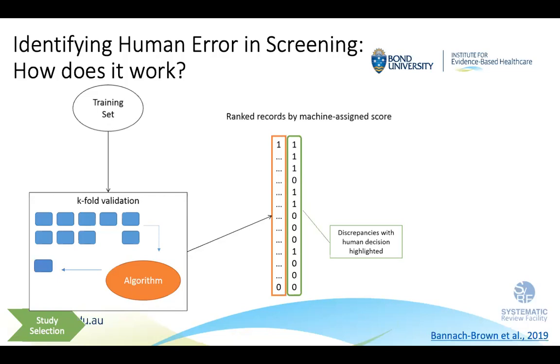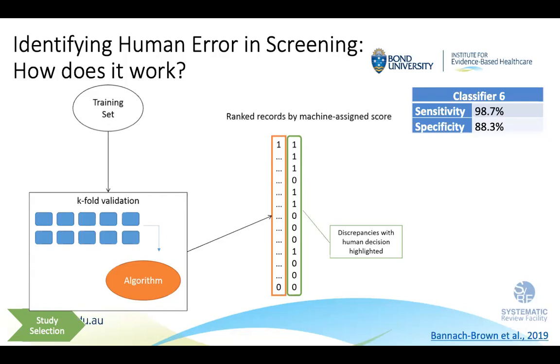And then what you're left with is basically the human decisions along with the machine decisions, so then you can highlight any discrepancies between whether the human thinks it's included and the machine thinks it's included or excluded. So that was really neat, and when we went back and corrected the errors, it actually improved the sensitivity of the original machine learning algorithm by 2.5%. That might not seem like a lot, 2.5%, but if you're dealing with something like 70,000 articles, that's a lot less citations that you have to screen or that need to see human eyes.